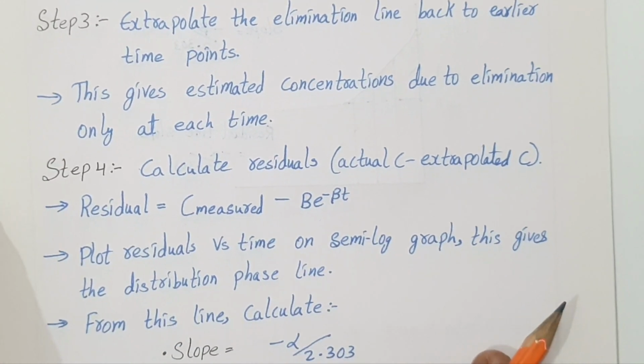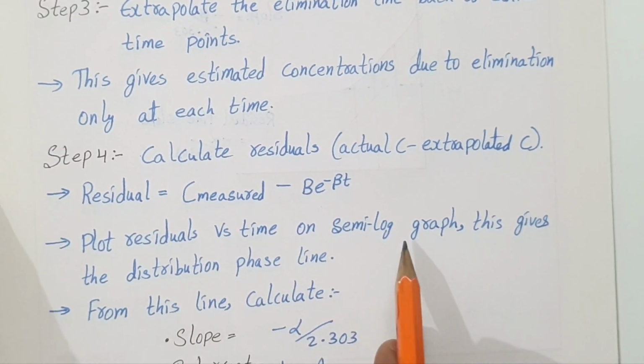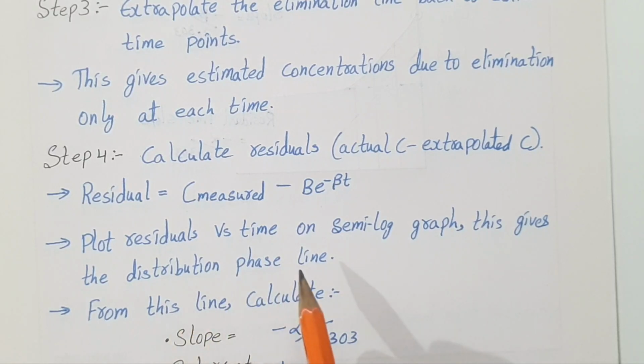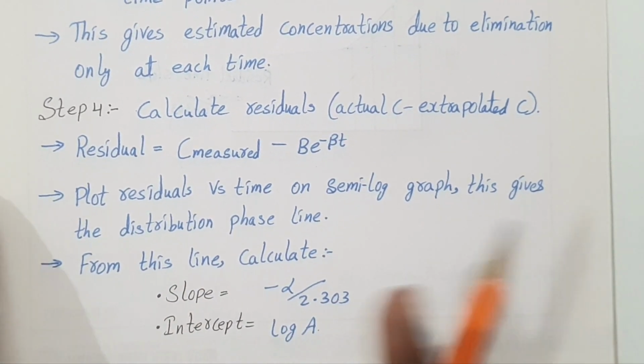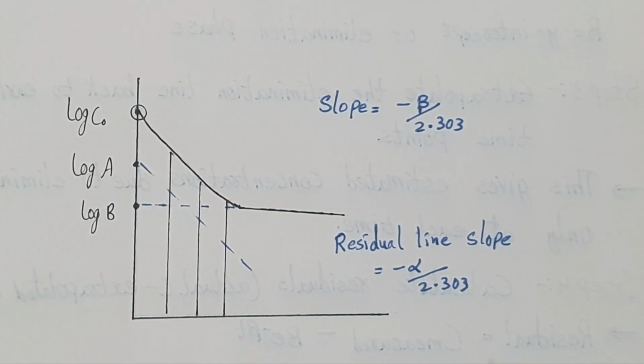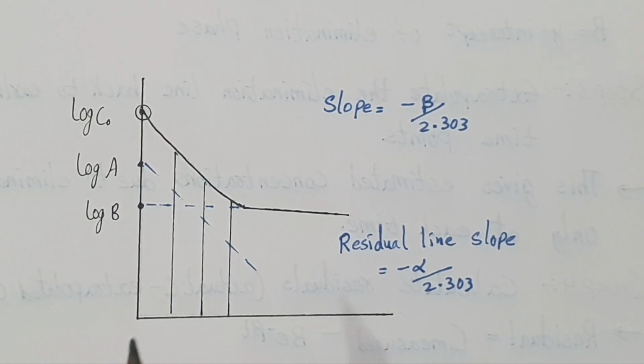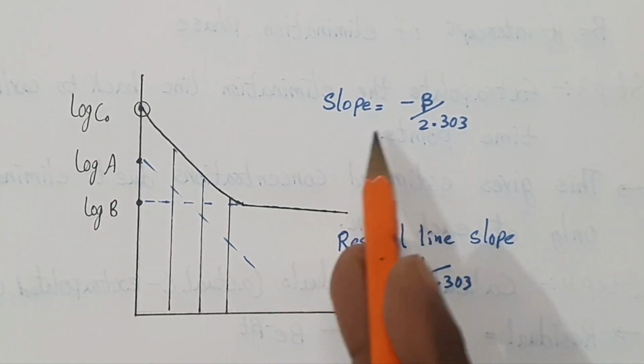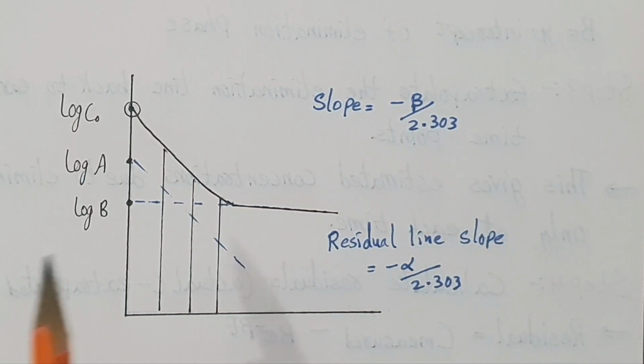Then you plot these residuals versus time on a semi-log graph. This gives the distribution phase line. From this line you can calculate slope and intercept. That is, slope is minus alpha divided by 2.303 and intercept will be log A. Don't worry, I will show you the graph. After following all those steps, your graph will look like this. Your slope is minus beta divided by 2.303 and the residual line slope will be minus alpha divided by 2.303. Hope you are following this.